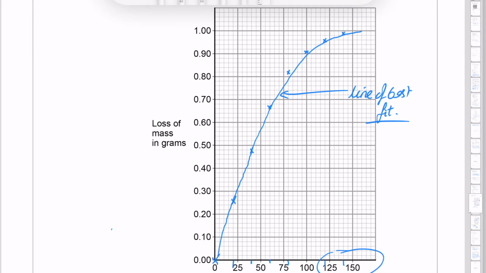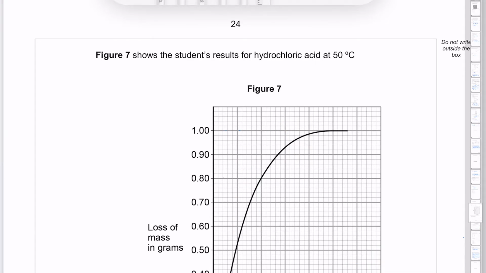And it doesn't have to go through all the points. You'll notice I've missed a couple out, but as long as it's fairly close to them all, you'll get the marks for it. So we're now on to part 3 of the question, which is looking at figure number 7.